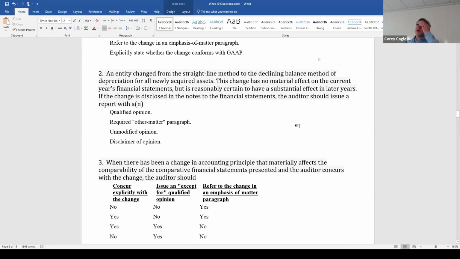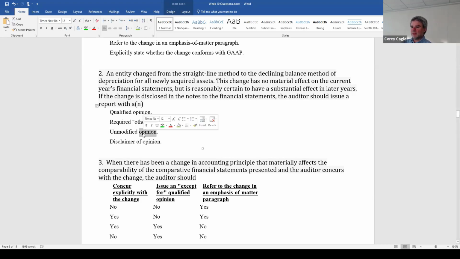Number 2, I like 2 because it puts words into what they're even talking about, with an example of what's going on here. So in 2, it says an entity changed from the straight line method to the declining balance method of depreciation for all newly acquired assets. This change has no material effect on the current year's financial statements, but it's reasonably certain to have a substantial effect in later years, right? That's off into the future. If the change is disclosed in the notes to the financial statements, the auditor should issue a report with what?